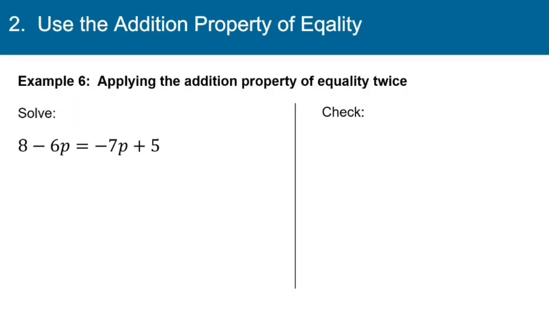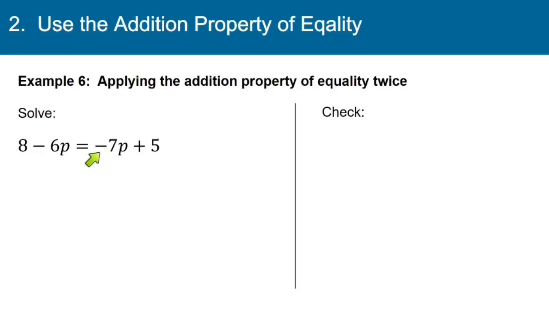So here is example 6. We have 8 minus 6p equals negative 7p plus 5. Can you tell when you look at this that it's not as clear as it was before which side should be the variable side and which side should be the constant side? So in a case like this where I have a constant and a variable on the left and also a constant and a variable on the right, what I do is I look at the variable terms and I say which of these coefficients is smaller, negative 6 or negative 7?